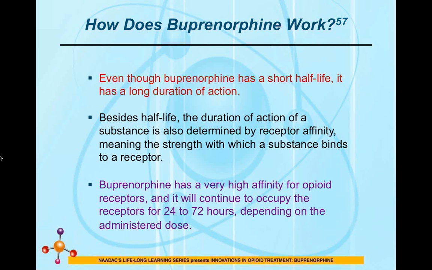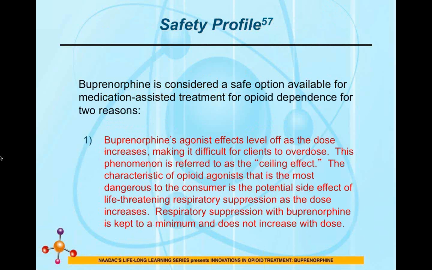And so it also has this really great safety profile that I think is so interesting and really ingenious to come up with. The first reason, as I've explained in depth, is that it's safe because it has that ceiling effect. You can take a lot of buprenorphine, and it's not going to keep increasing all the effects that put someone into that dangerous, life-threatening respiratory suppression phase. And so most likely they're not going to overdose on this medication. So that's a really good thing.